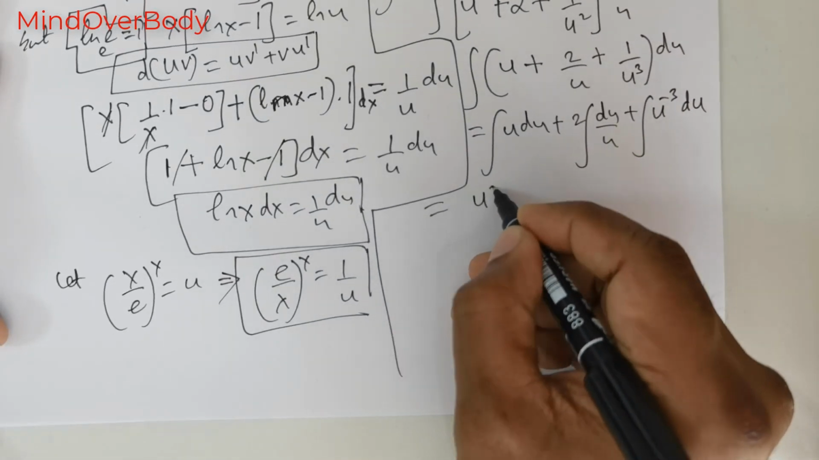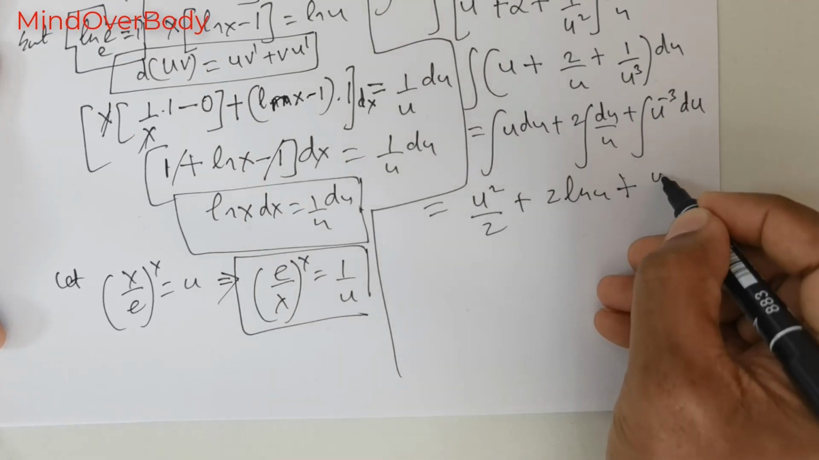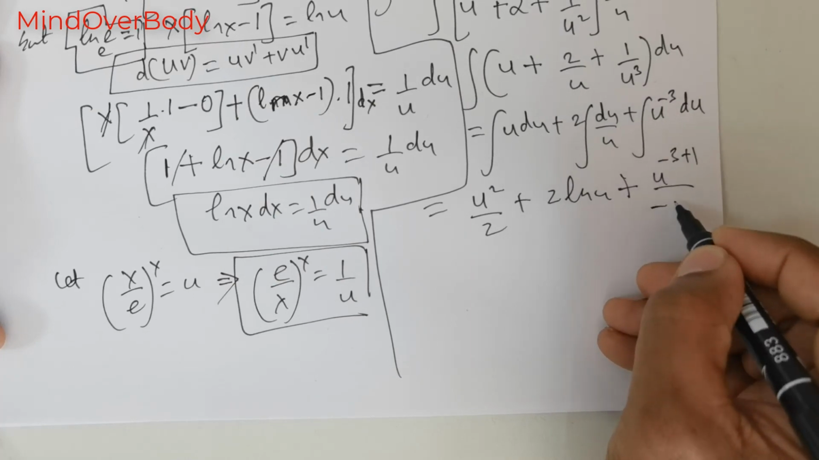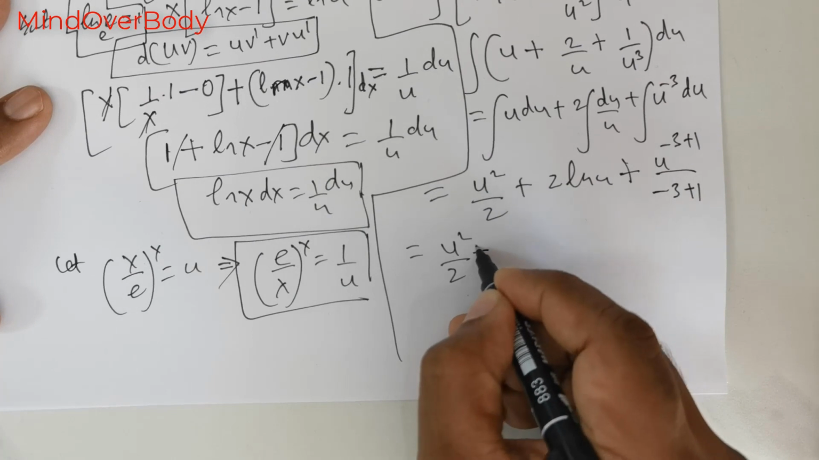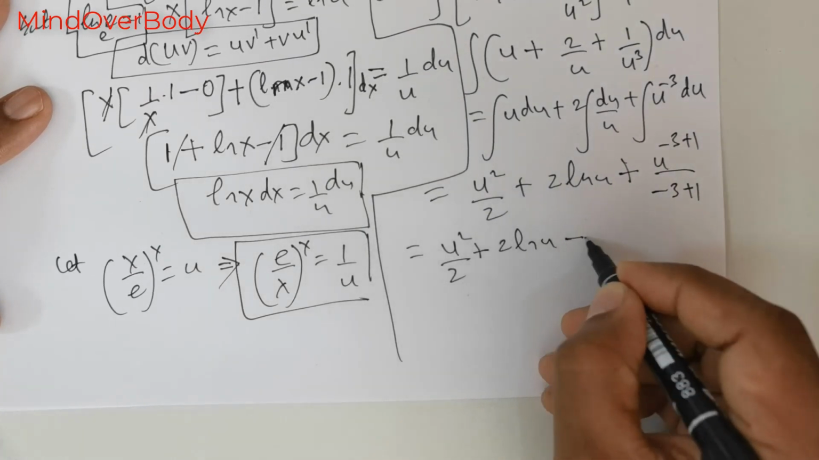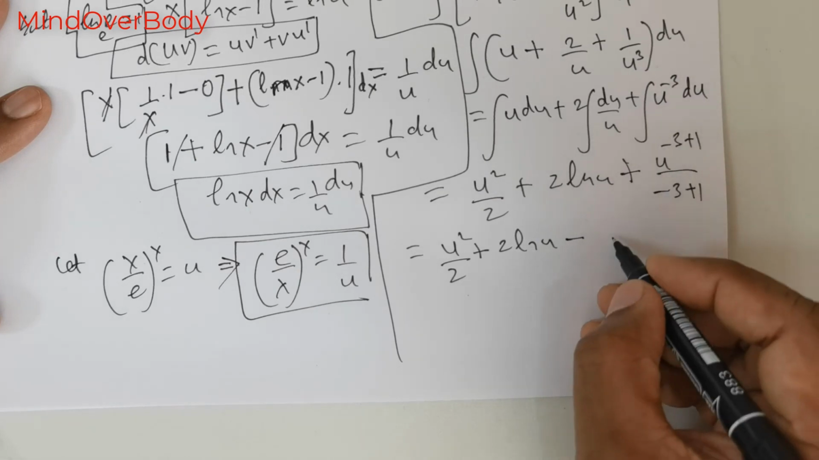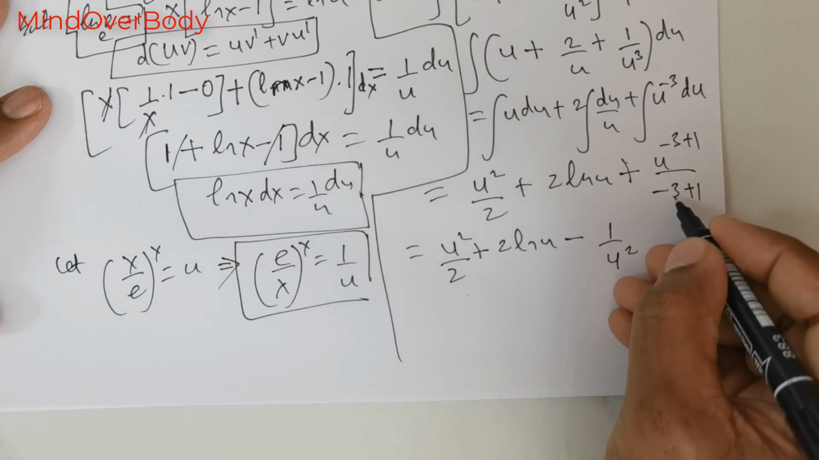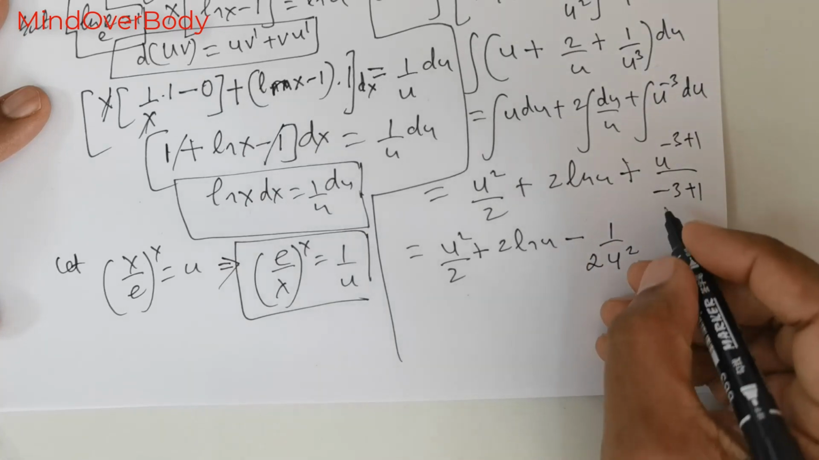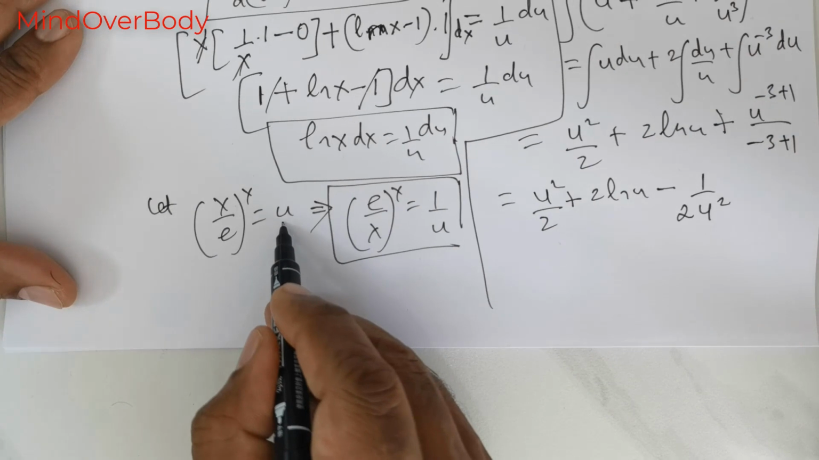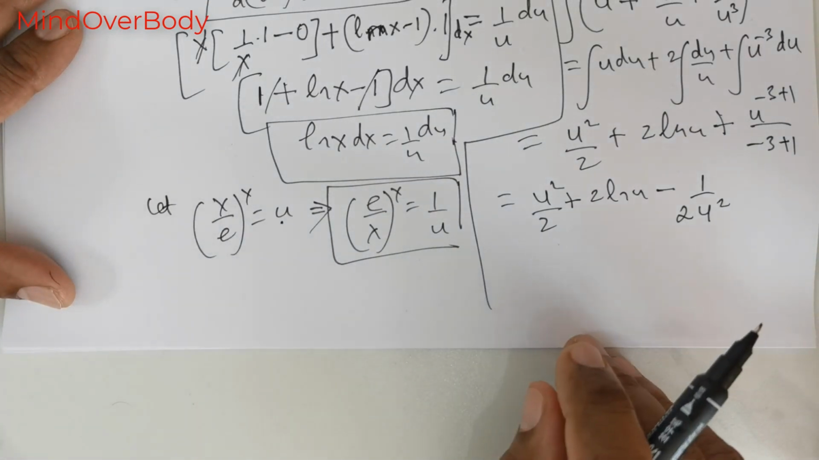You integrate this, you get u squared over 2, you get 2 times ln u, plus u raised to the power of negative 3 plus 1 divided by negative 3 plus 1. Rewriting, you get u squared over 2 plus 2 times ln u minus u raised to the power of minus 2, over 2. You bring that down, you get u squared, you have a negative 2 there, so place that 2 there with the negative sign. But what is my u? U is (x over e)^x.